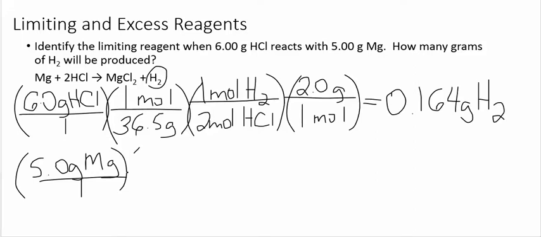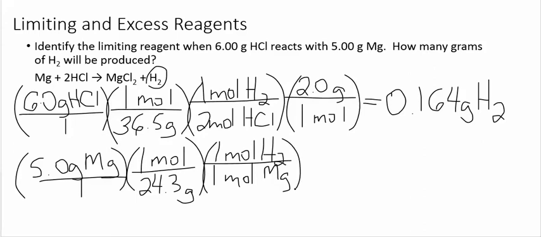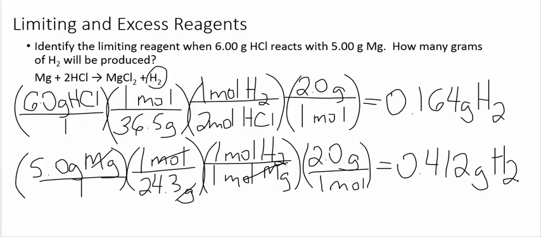With the 5 grams of magnesium, we're in grams. We need to go back to moles. Molar mass, 24.3 grams per mole from the periodic table. Now we are in moles, so we're going to do the mole-to-mole ratio. There's 1 mole of magnesium. We're going to go to hydrogen, same product, 1 mole of H2. Last step is exactly the same because we want to go to grams of hydrogen, so 2 grams per mole. So if I have 5 grams of magnesium, that will produce 0.412 grams of hydrogen.